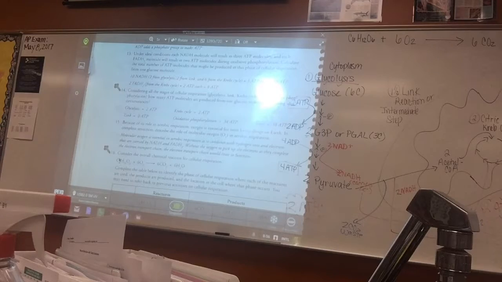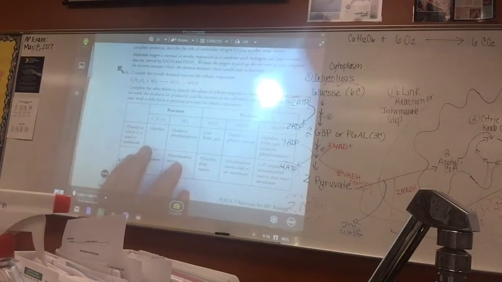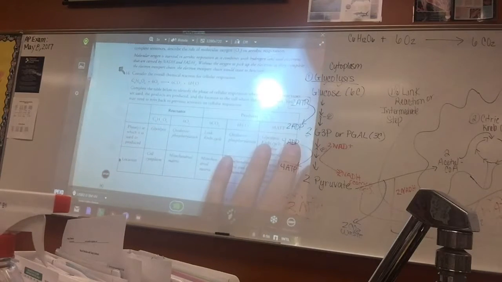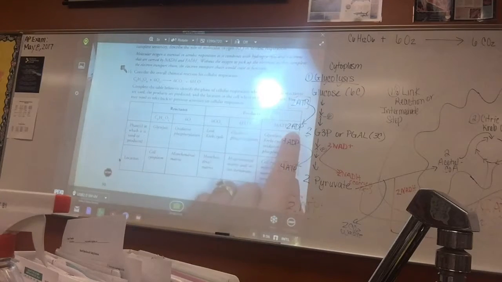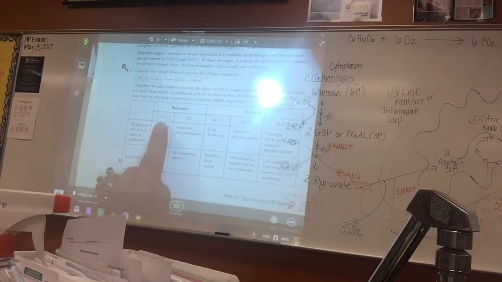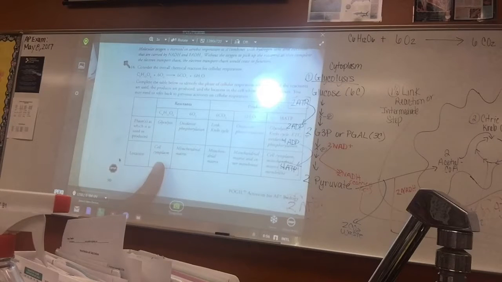Alrighty, so 16, you had to fill in this chart. So this chart here is a nice little review thing that you should be able to do off the top of your head. So it has your reactants and your products. So reactant number 1, glucose. What phase is it used? It's used in glycolysis, and that location is in the cytoplasm. For oxygen, oxygen is used in oxidative phosphorylation, and that location is in the mitochondrial matrix.